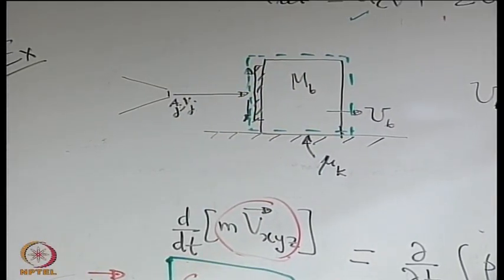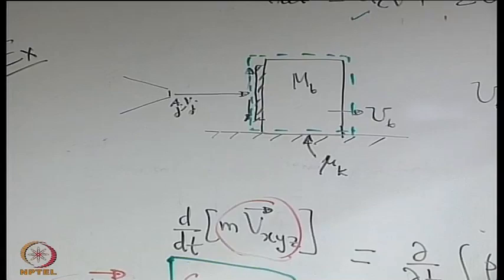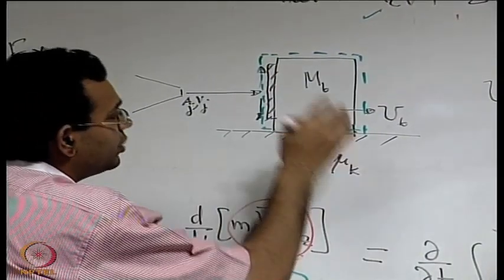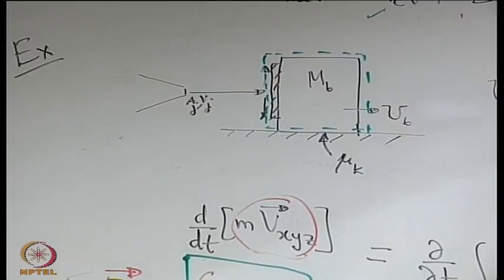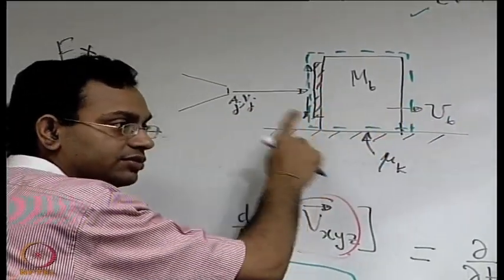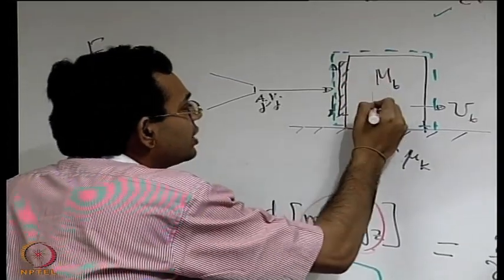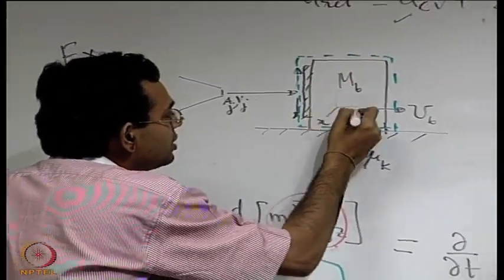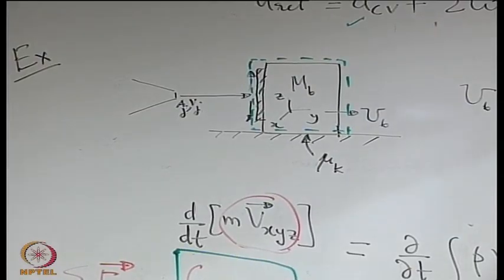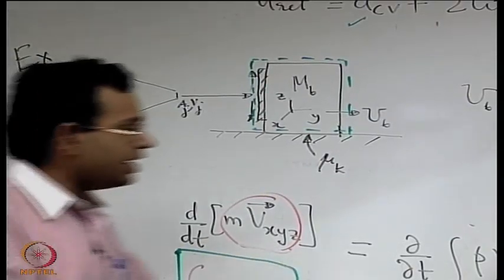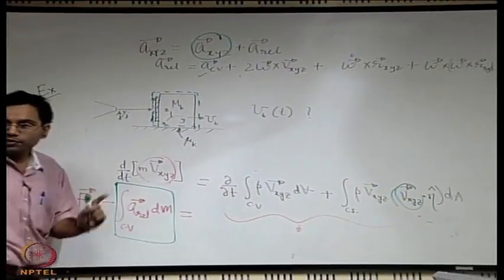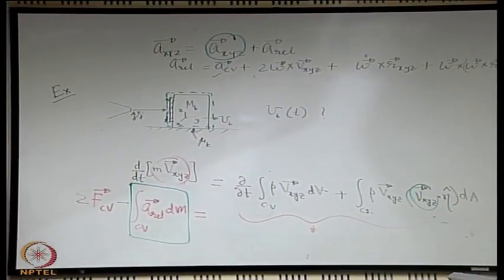One important thing we should understand, what is that important thing? The thing is that now, at least we are confident in one thing, that we should be bothered about the relative velocity when we are writing with respect to the reference frame small xyz, say, which is moving. So all the expressions that we write in the Reynolds transport theorem should correspond to the relative velocity. That much we have seen.